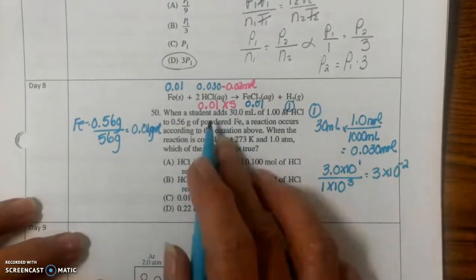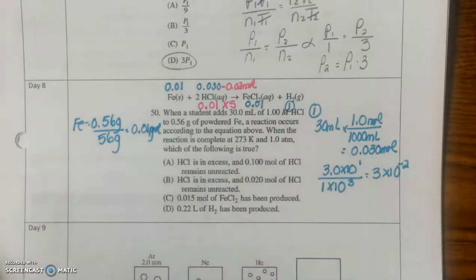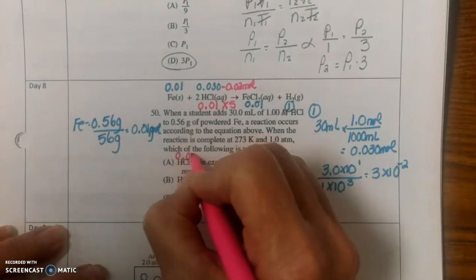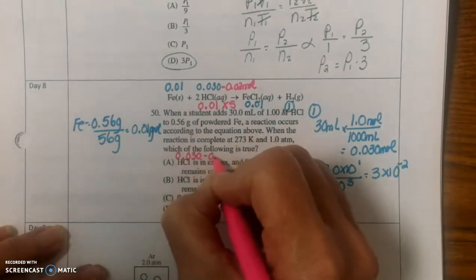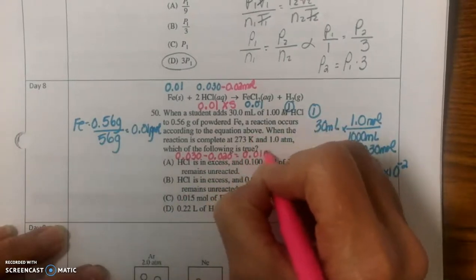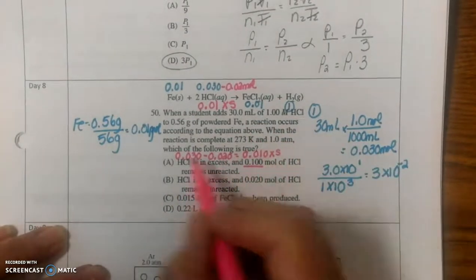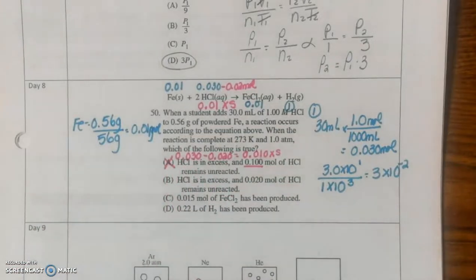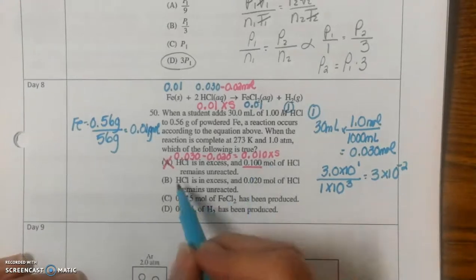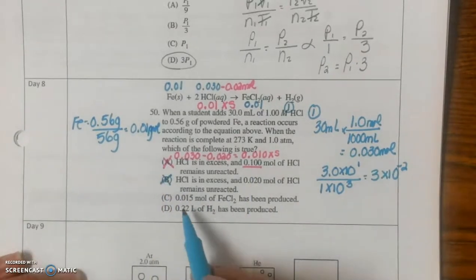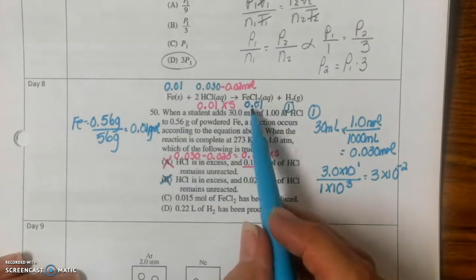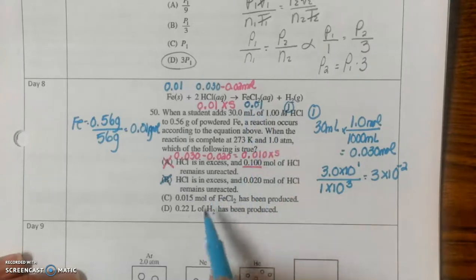All right. However, it says if it's in excess, 0.030 minus 0.020 is 0.010 excess, not that. So that crosses that out. HCl is in excess, and that remains. No, it's this, so that is out as well. 0.015 mole of this has been produced. Nope, we said 0.01, not 0.015.